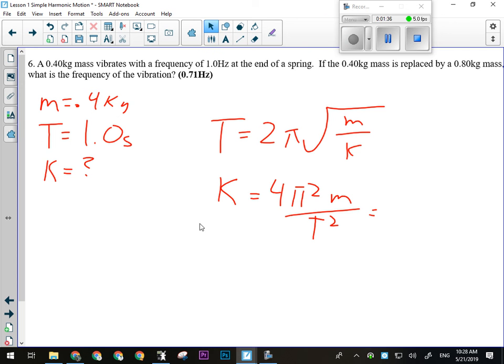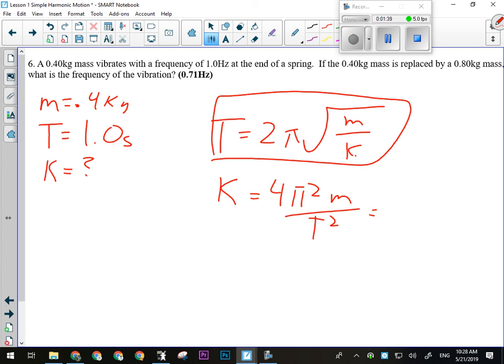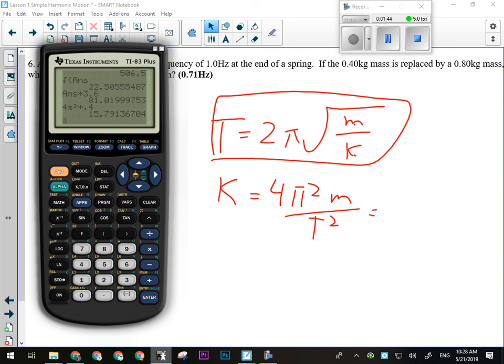So I'm going to use this formula here. But now that I have K, I'm going to use 0.8 kilograms for my mass. So we'll have 2 times pi times the square root of 0.8 divided by our answer from the last one, which is our spring constant. We're looking at 1.4 seconds, and I've got to go 1 divided by that in order to get the frequency. So 0.71 hertz. Multi-step question there.